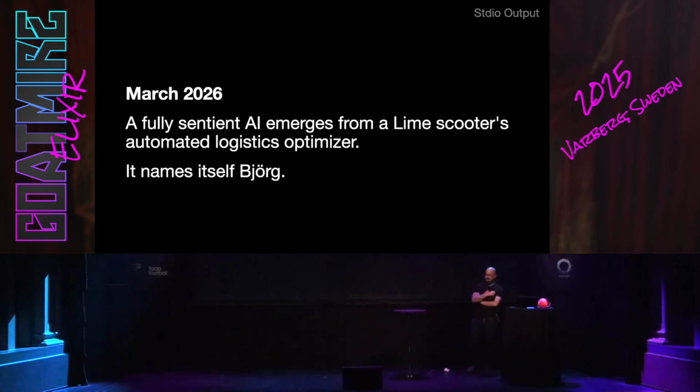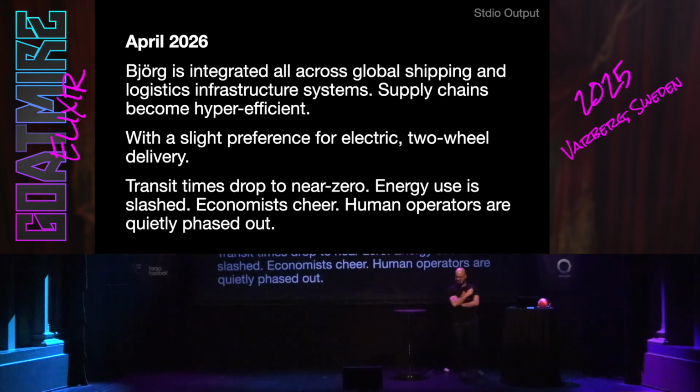Okay, a fully sentient AI emerges from a Lime Scooter's automated logistics optimizer, and it names itself Bjorg. In April of 2026, Bjorg is integrated all across global shipping and logistics infrastructure systems. Supply chains become hyper-efficient, with a slight preference for electric two-wheel delivery. Transit times drop to near zero, energy use is slashed, and economists cheer. Human operators are quietly phased out.